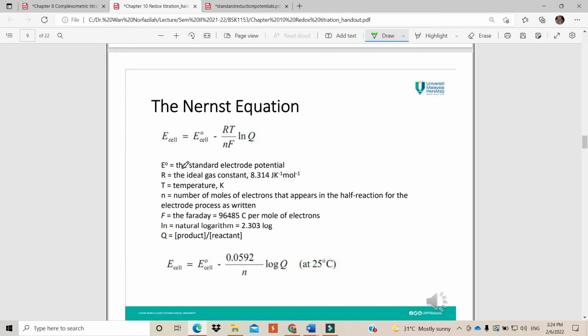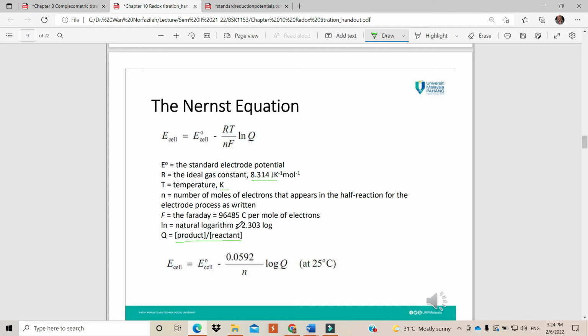Okay, so the E cell is equal to E not cell, the standard electric potential, minus RT. R is the ideal gas constant. Okay, constant memang ni lah nilai dia. T is the temperature in Kelvin. Okay, divide by number of mole of electron times Faraday constant, ln Q. So this Q is product over reactant. Okay, product over reactant from the chemical equation.